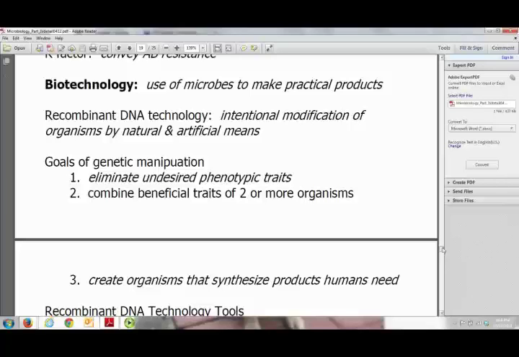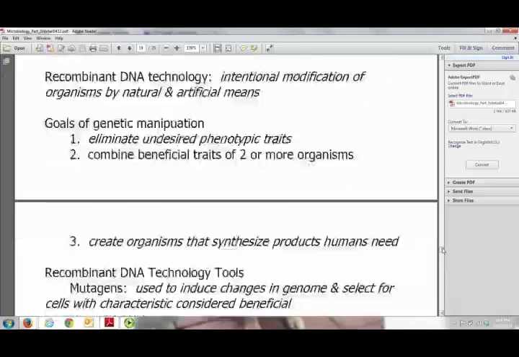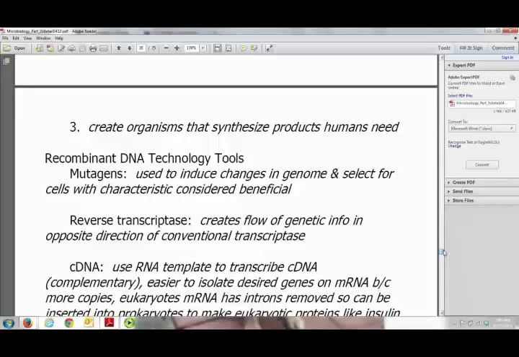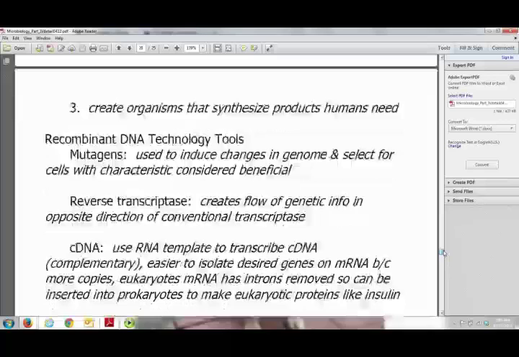With recombinant DNA technology, this is the intentional modification of an organism by natural and artificial means. So goals of genetic manipulation: to eliminate undesired phenotypic traits, combine beneficial traits of two or more organisms, and to create organisms that synthesize products humans need. We already do quite a bit of that, actually. Most insulin is actually created by genetically modified bacteria. With recombinant DNA technology tools, mutagens are used to induce changes in the genome, and then you select for the cells with the characteristics that you consider to be beneficial.